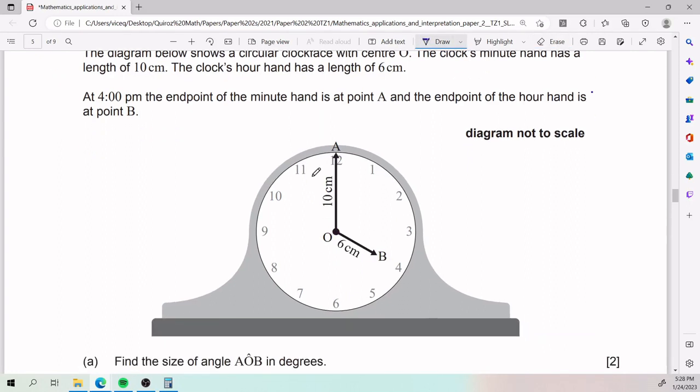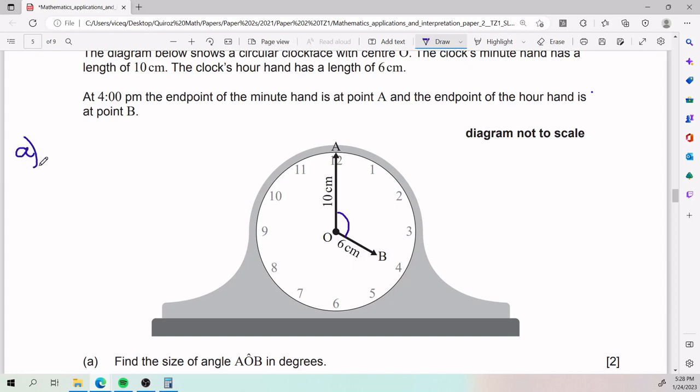Awesome. For part A, we have find the size of angle AOB in degrees. So when it says AOB like that, and it puts the little sign on top of the O like this, it means it is asking for this angle here. Awesome. So what is that?